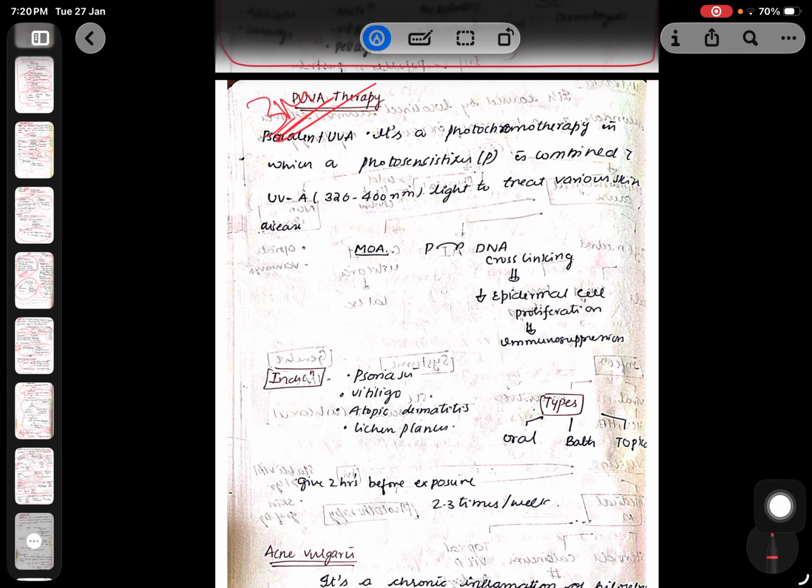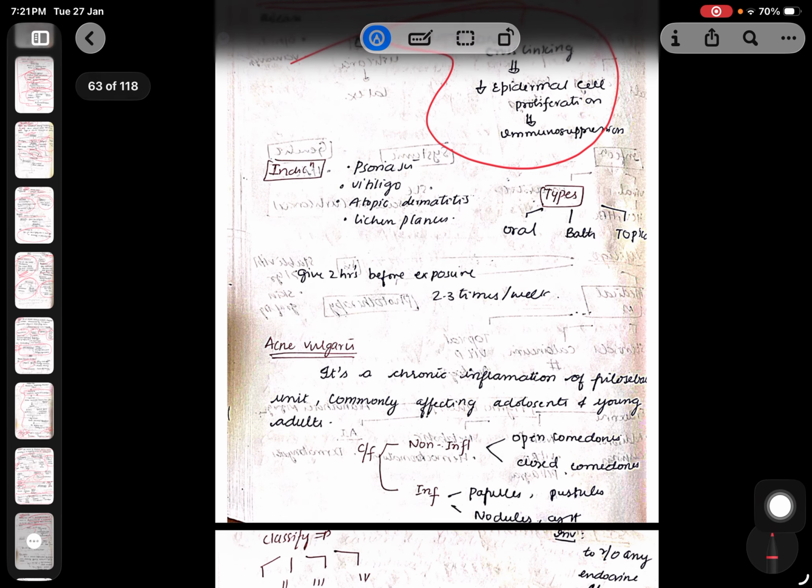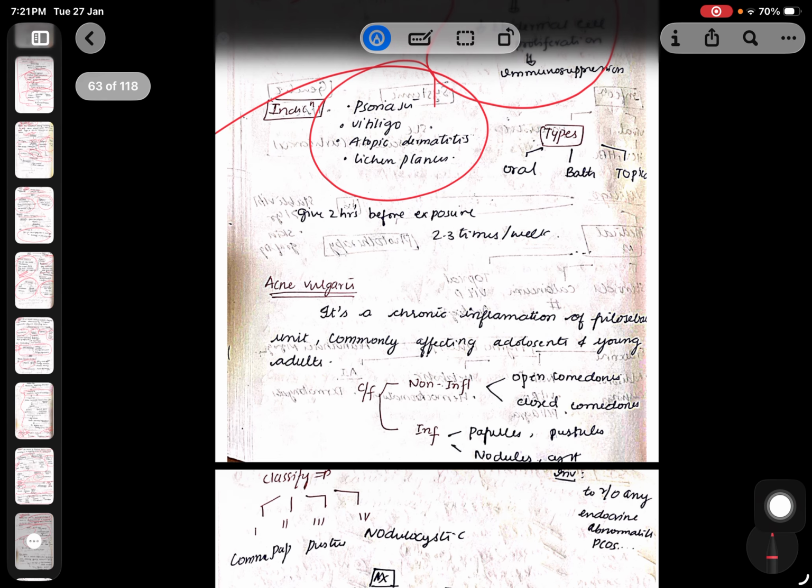Okay, what do you do? This is the mechanism of action. It causes cross-linking and causes immunosuppression. With that, you also give photochemotherapy, that is, photochemotherapy with a photosensitizer. You apply a cream, then you give phototherapy. That's what it is. Then the indication is all autoimmune conditions which affect the skin; you can write that, nothing less, nothing more.